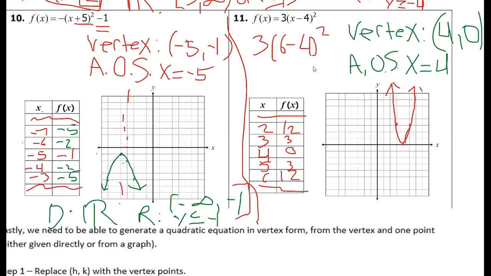So our domain, like I said, for every single one of these, it's all real numbers because your graph goes to the left and right forever. Our range would be, the lowest it goes is 0. So you could do 0 to positive infinity. Or if you want to do an inequality, it would be y, because it's range. So y is greater than or equal to 0.